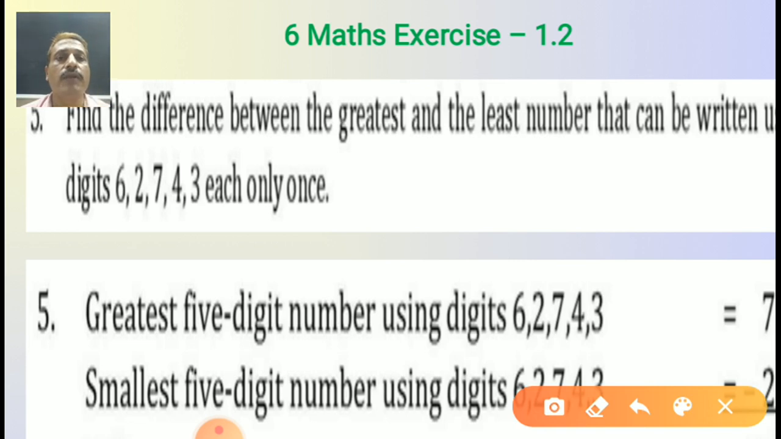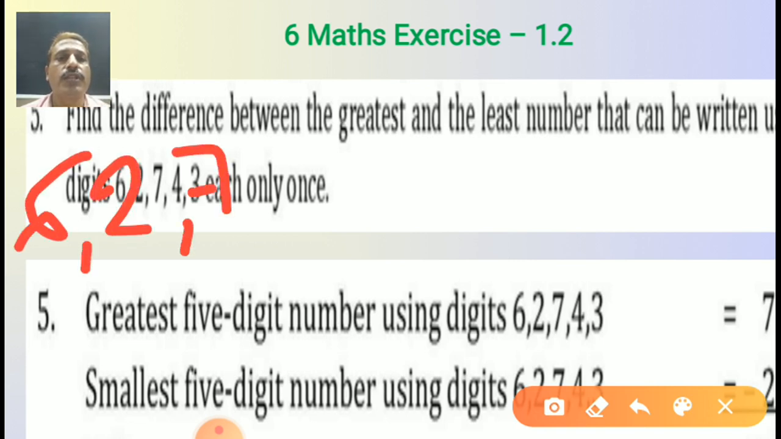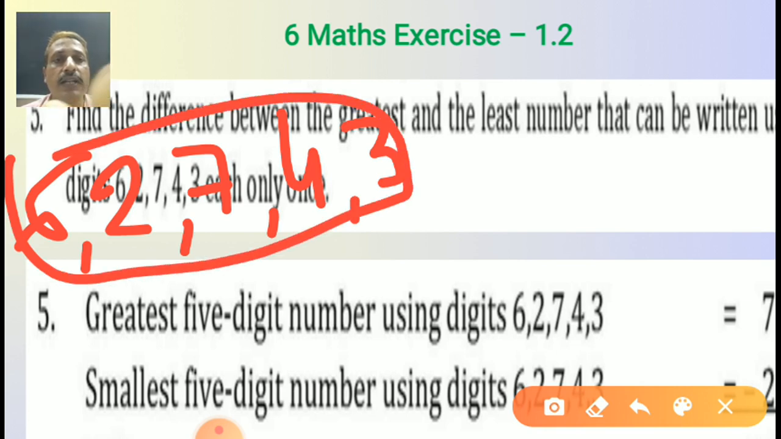See students, you have the digits 6, 2, 7, 4, 3. What you have to do, students? Using these 5 digits, you have to make the greatest number. Greatest number means the bigger number has to come first. So out of these 5, who is the greatest? Yes, my dear friend, you are right. 7 is the bigger number.